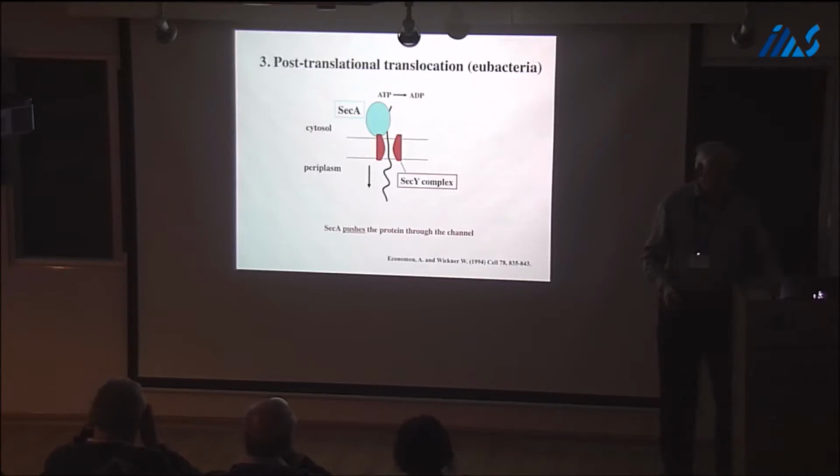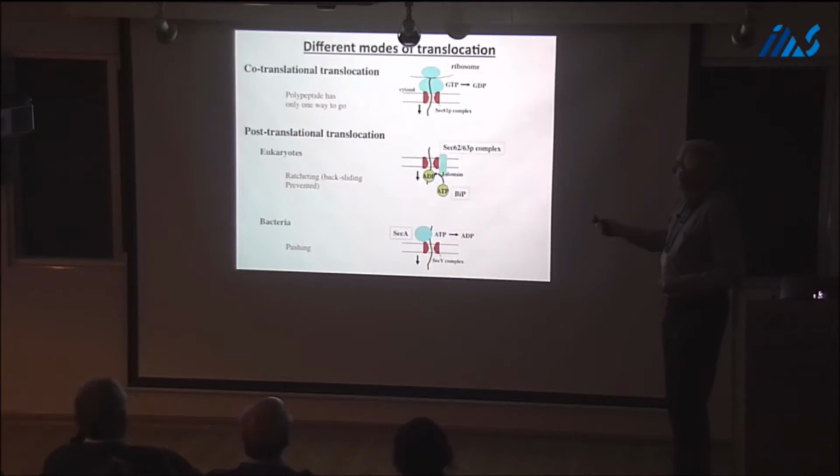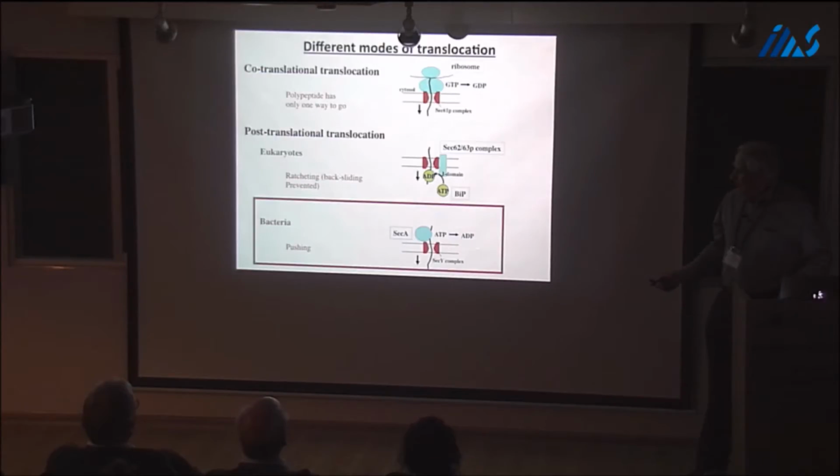So in summary, we have three different modes of translocation. The channel, here in red again, is always more or less the same. But the partners are different, and the way the driving force is provided is completely different in the three different modes. And so it's an interesting modular system. I'll be talking for the rest of the talk about the bacterial system, which is, for several reasons, easier to study.